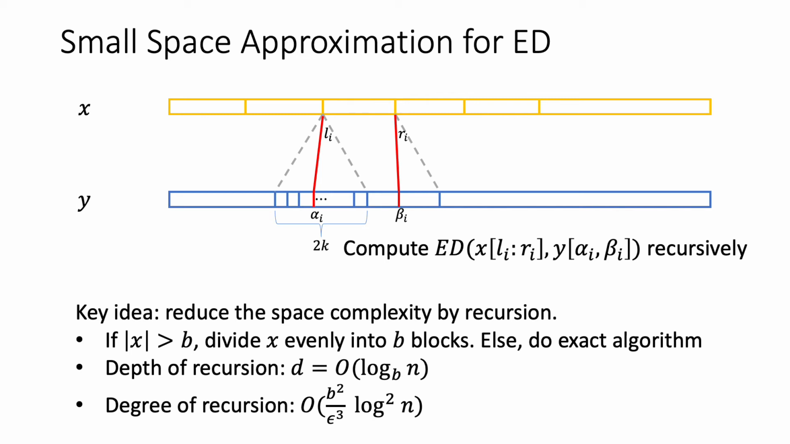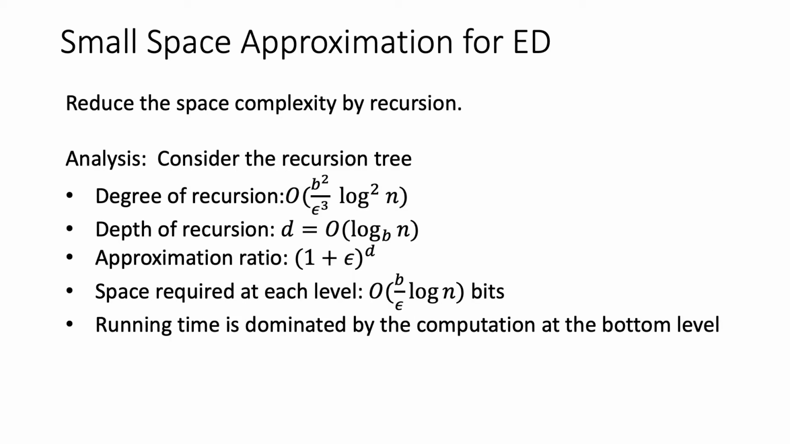For the degree of recursion, we know that there are b blocks, and for each block, there are b over epsilon squared times log n candidate blocks. And also we need to try log n over epsilon different cases. So the degree of the recursion is b squared over epsilon cubed times log n squared. Notice that at each recursive level, we lose a factor of 1 plus epsilon in the approximation factor. So the final output will give a (1+epsilon)^d approximation of the edit distance.